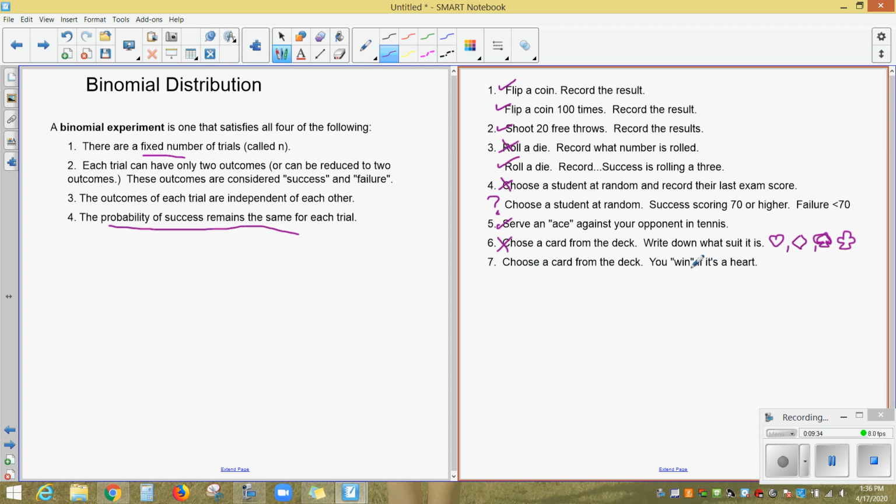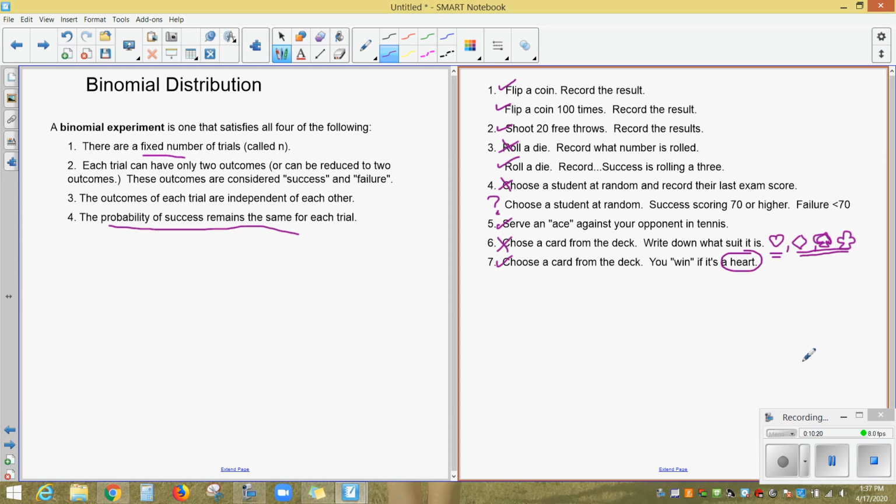But if I'm going to draw that card from the deck and say, I'm going to win if it's a heart, and if I draw any of these other 3, then that means I lose. So I have success, and I have failure, and I could reduce that to 2 possible outcomes. Assuming that each time I replace that card, if I'm going to draw a card, look at it, I win if it's a heart, I lose if it's not, put it back in, shuffle it up, start all over again, I have the same probability of drawing a heart each time out of that deck. The outcomes are independent if I put the card back every time. So this would be a binomial experiment. If I keep the card out and do not replace it, then it would not be.